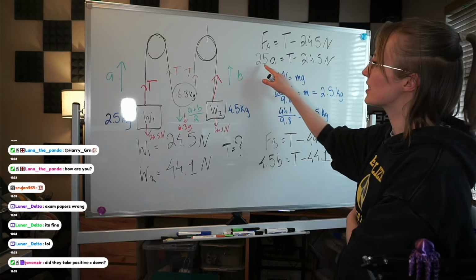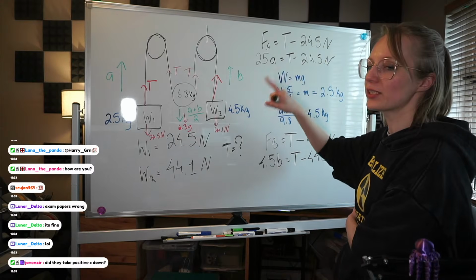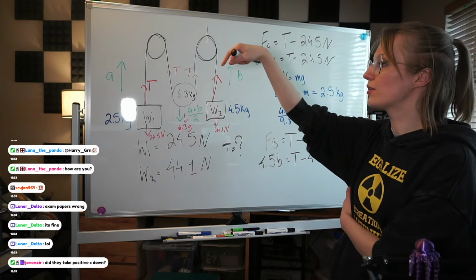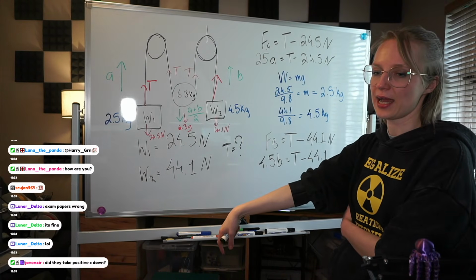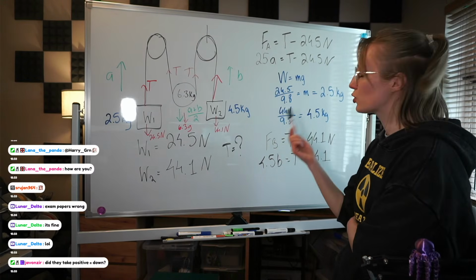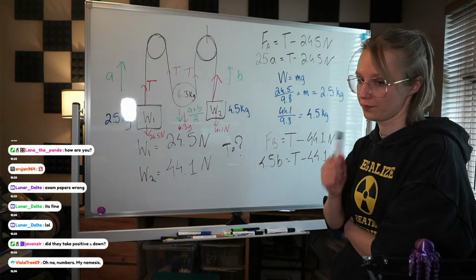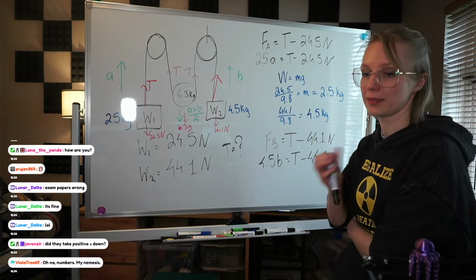So in the exam paper, it says 2.5a is equal to 24.5 minus T. That's just because they took the force net to be downwards. It doesn't matter. In the end, we're just going to get a minus sign. And they should, if they're marking this correctly, correct it correctly. But it's fine.